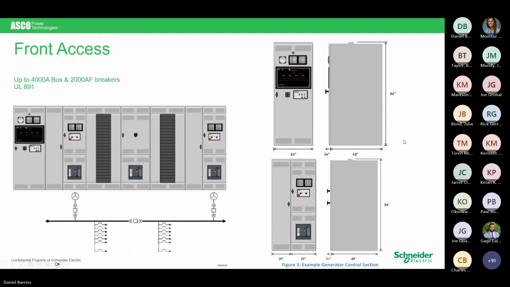Front access, up to 4,000 amp bus, 2,000 amp frame breakers. That can either be some type of an I-line panel, or there can also be busing in each of those sections where you open the door and you can make your connections between each section. Notice the dimensions though that you get into now. 94 inches high, and in lieu of being 36 inches wide, you're 46 inches wide, up to 48 inches when you consider it.